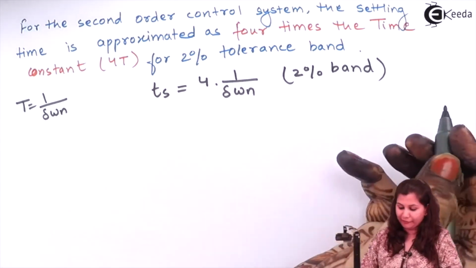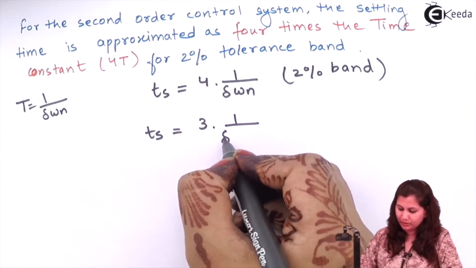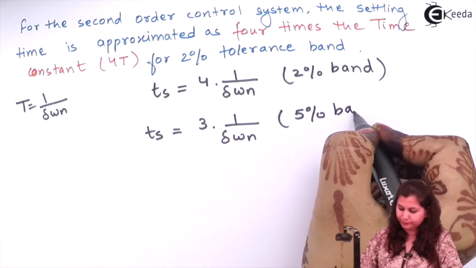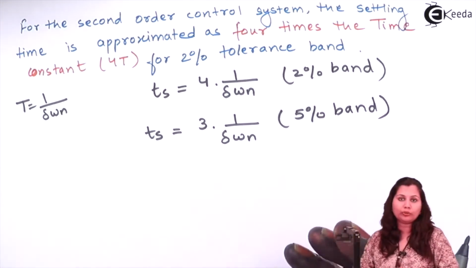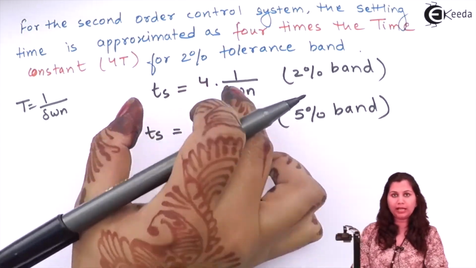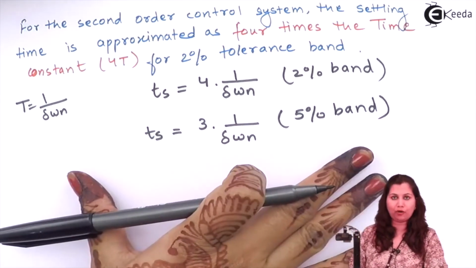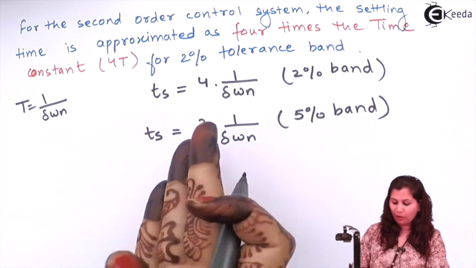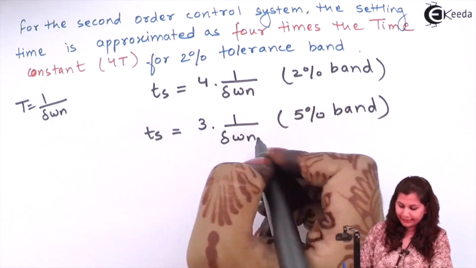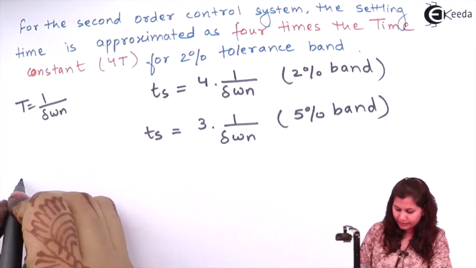And we have a 5% tolerance band also. So for 5% we have 3 times the time constant. So if we want to calculate the settling time for the 2% tolerance band, we will use this formula, and if we want to calculate for the 5% tolerance band, we will use this formula. Now let's see how we are getting this formula. We know the settling time, that is for this 2% tolerance band.